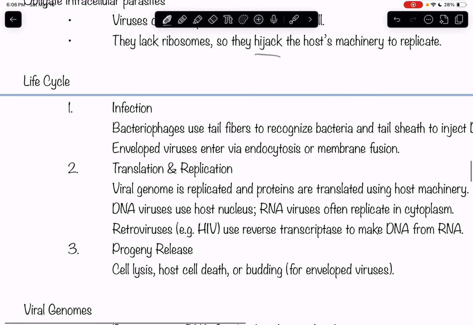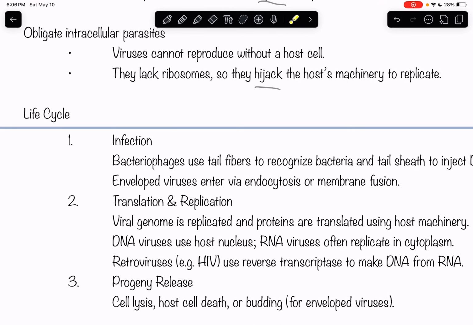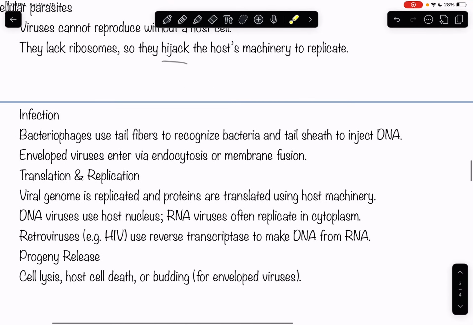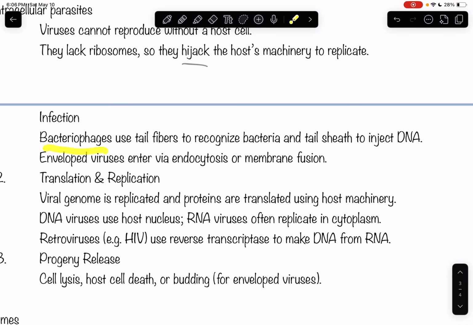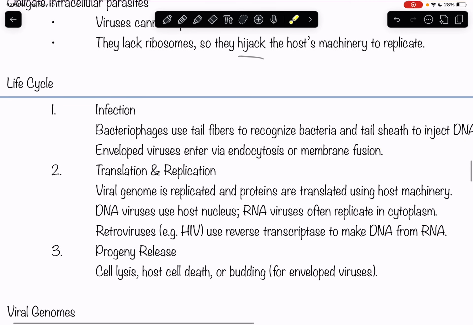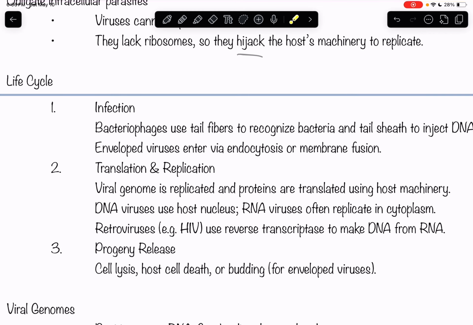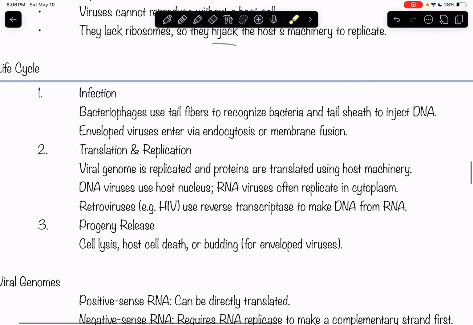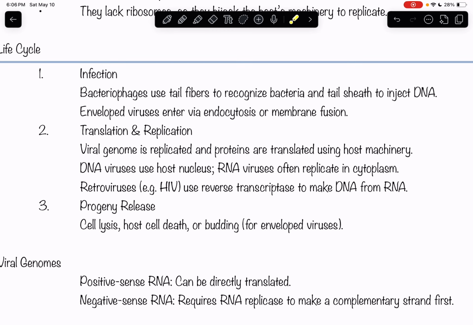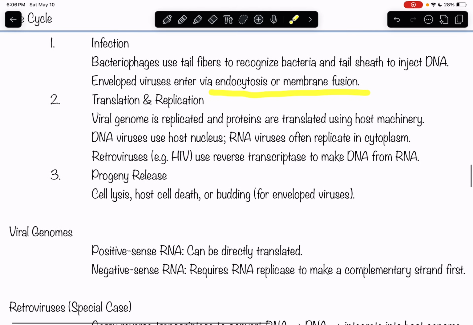So, life cycle. The first step of the life cycle is infection, right? Because we know that they can't reproduce or live on their own, they have to infect something. So, a bacterial phage uses fibers to recognize bacteria and a tail sheath to inject DNA. Once your bacterial phage attaches, it can fuse in the membrane using endocytosis.